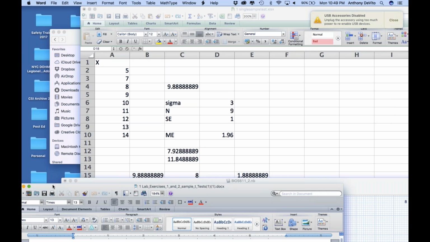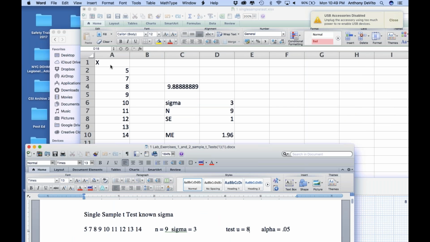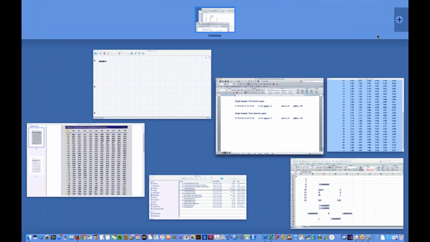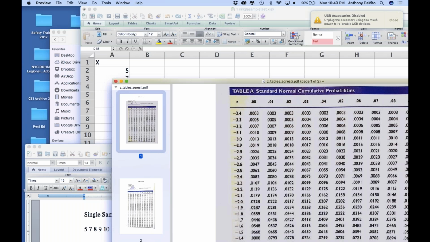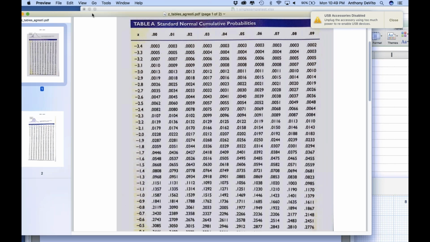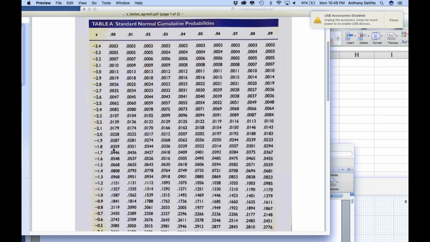Okay, our z table, let me find it here again. There it is. Okay, our z table, I'm going to look for a z-score of 1.88. 1.8, and then 0, 1, 2, 3, 4, 5, 6, 7, 8 is 0.03, is 3%, right?